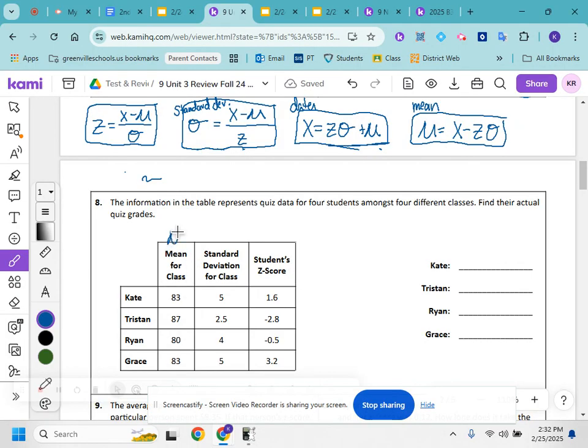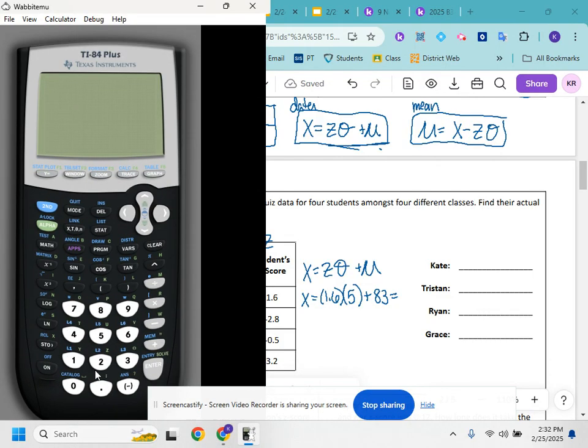So we have the mean, the standard deviation, and this child's z-score, depending on the kid. We have to do this equation 4 different times, but it's the same equation every time: Z times standard deviation, plus your mean. For Kate, the Z is 1.6, so she's above her mean, times 5, plus the mean of 83. Then we put it in the calculator: 1.6 times 5 plus 83 is 91.